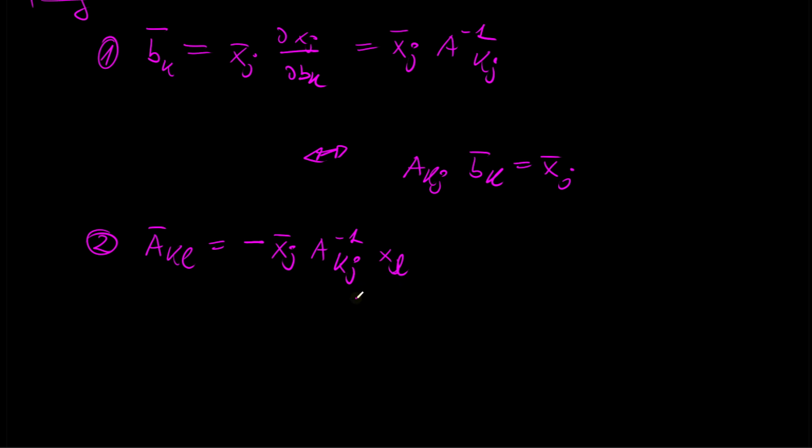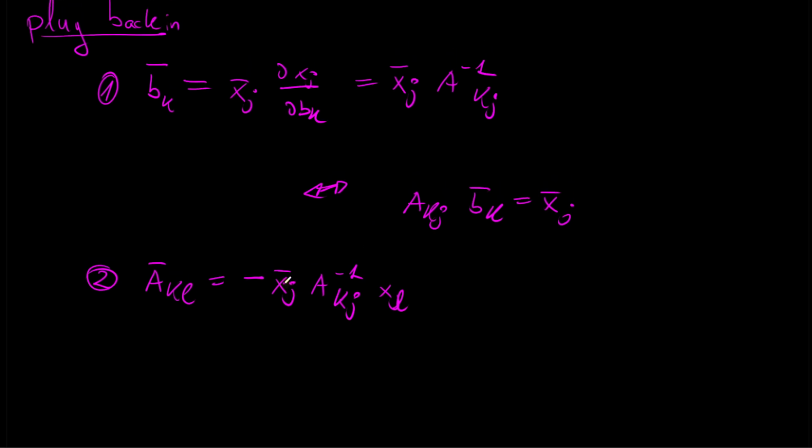Something interesting to observe here is that the multiplication of cotangent xj with A inverse kj is essentially the cotangent on the right-hand side. So this one is cotangent bk. And as such, we will get minus cotangent bk times xl. I will explain that in a second, don't worry. And what we see here is essentially the outer product of two matrices. So you will get the cotangent on our matrix as an outer product.